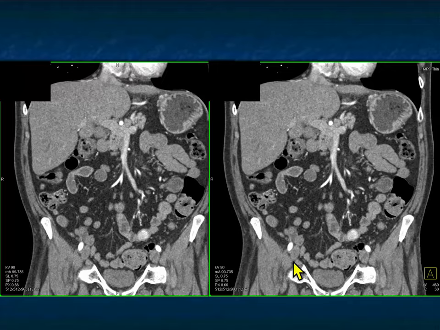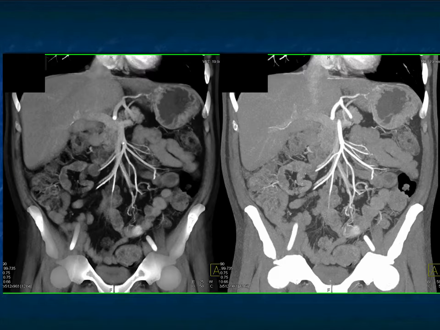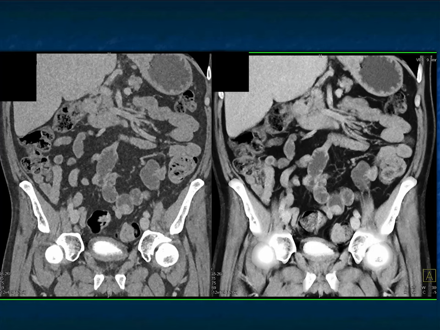Very nicely seen on the coronal. There's that 1 centimeter lesion going to the patient's jejunum. A very nice example. And here it is again with the volume rendering and with the MIP imaging. You can see some of the feeding vessels, the jejunal branches off the patient's SMA. Very nicely shown in this example.